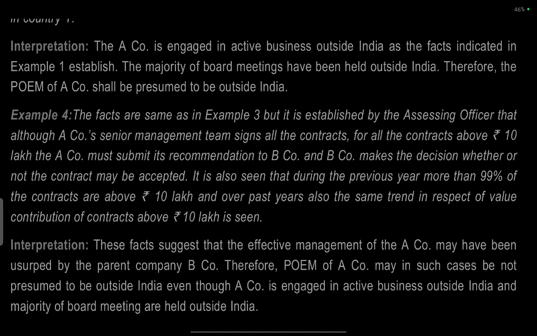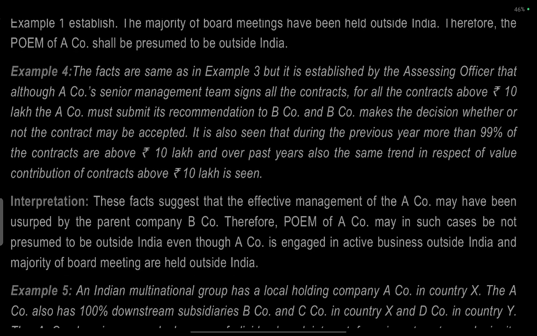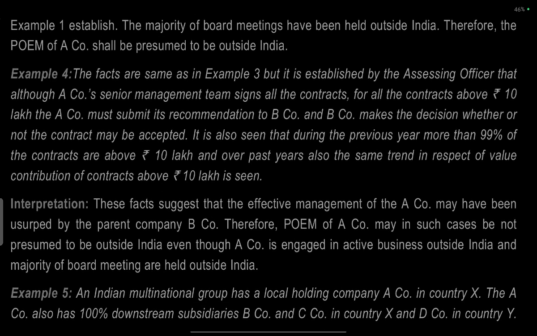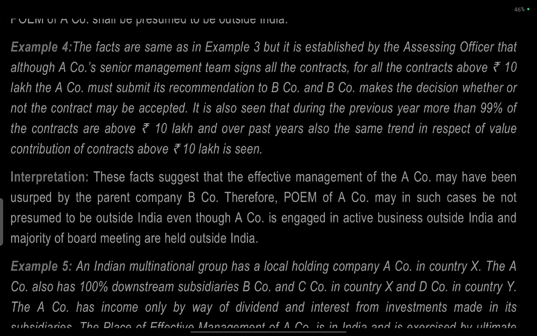Place of effective management. Example 4. Facts are the same as in example 3. But the assessing officer establishes that although A Limited's senior management team signs all the contracts above 10 lakhs, the recommendations are submitted by the parent P Limited, which makes the decisions, and otherwise the contract may not be accepted. It is also seen that during the previous year more than 99% of contracts above 10 lakhs, and over the past 10 years also the same trend, were decided in this manner.